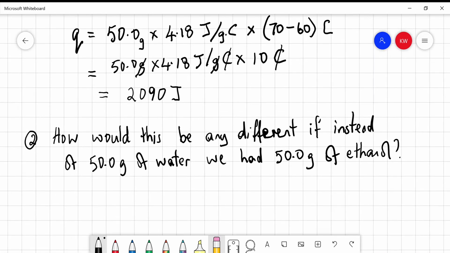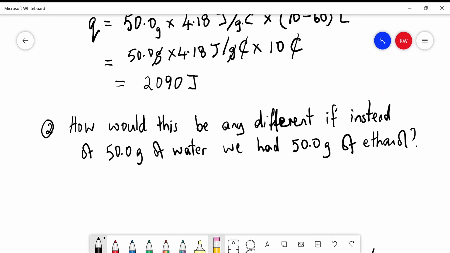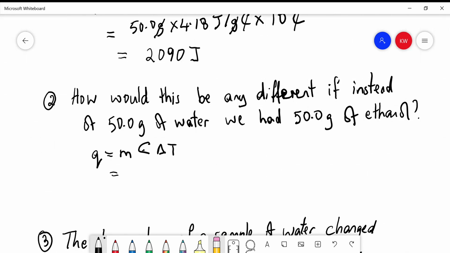Now, how would this be different if instead of 50 grams of water, we had 50 grams of ethanol? So we'd use the same application. We'd use Q is equal to m c delta T. Since we have the same units, we know the units already, so for this case we could ignore the units here because the unit is going to remain the same. So it's going to be 50 times, we'll have to look at the specific heat capacity of ethanol. Because instead of using water, which was 4.18, we're now going to use ethanol.